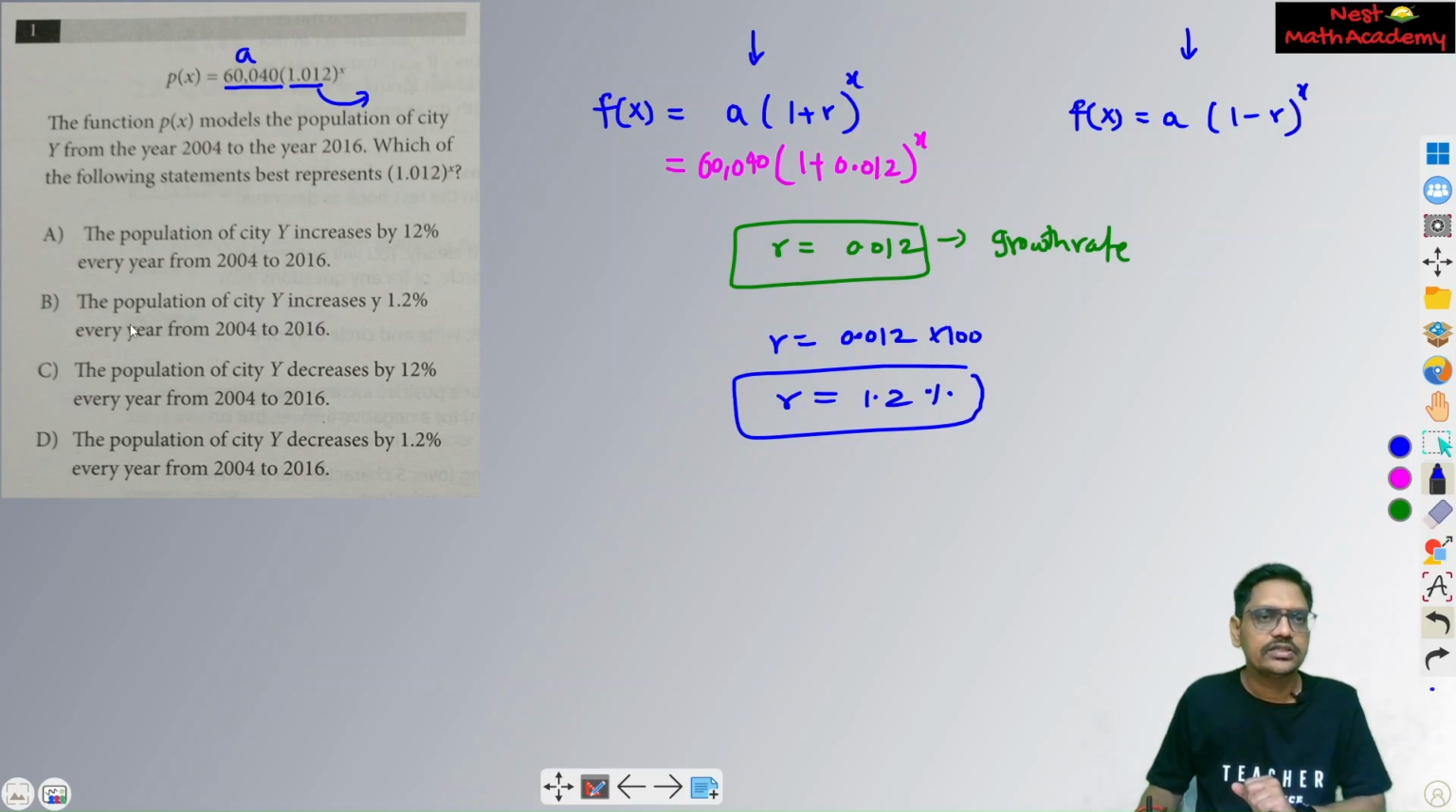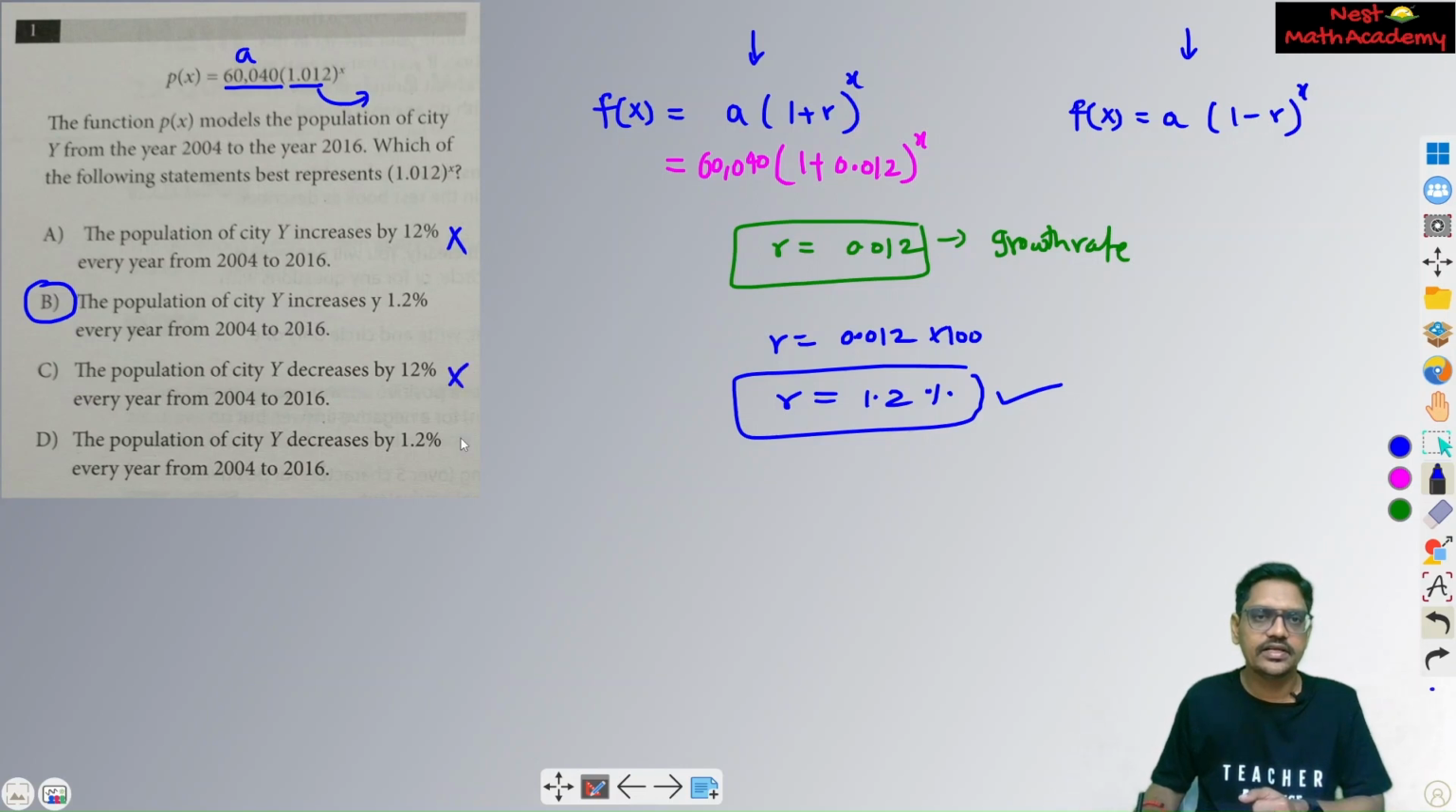So see which option is matching with that. The population of city Y increases by 12%? No, 12% is wrong. The population of the city Y increases 1.2% every year. That is right, 1.2% every year. So option B is the correct one.